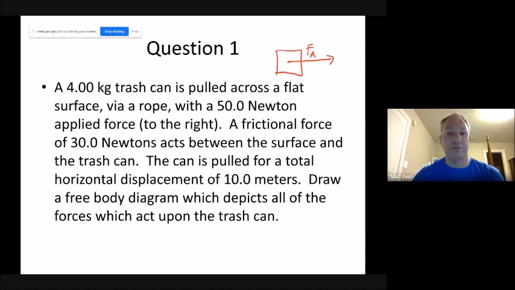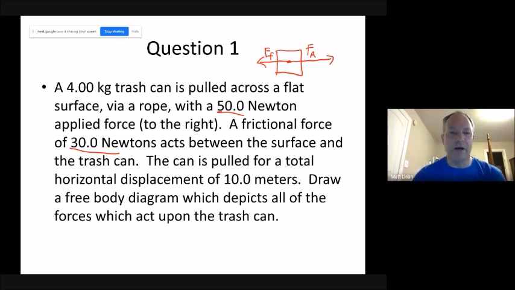That's applied force. So there's also a frictional force of 30 newtons that's acting between the surface and the can. Friction always acts in the opposite direction of motion. So if the box is being pulled to the right, friction is going to act toward the left. Also notice that the frictional force is 30 newtons. The applied force is 50. So when I draw my arrow for frictional force, I need to draw it proportionally shorter than my arrow for the applied force. So maybe something like that. And I'm going to label that one as F sub F, frictional force.